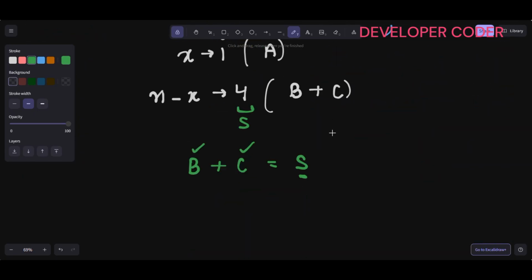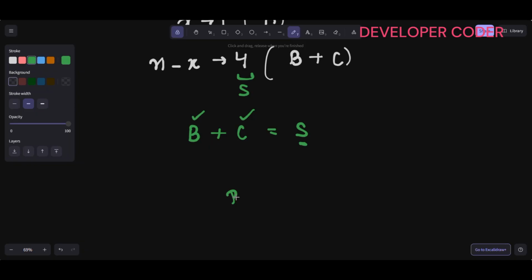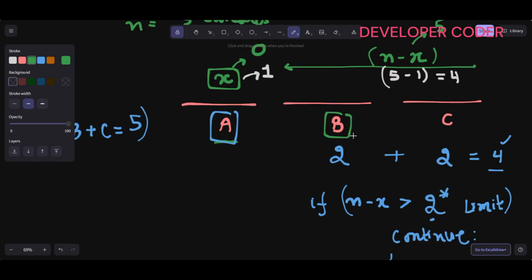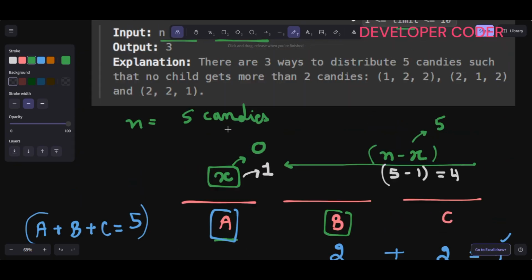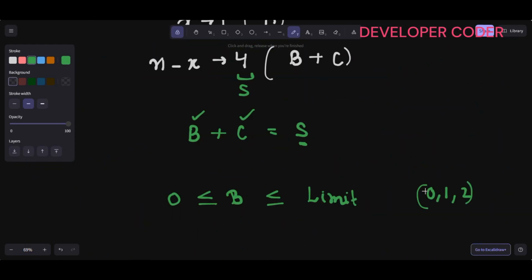So this value, for the second child, should be in this range. It should be greater than or equal to 0 and less than or equal to the limit, because I can assign 0 candies, 1 candy, or 2 candies. These are the three possibilities, 0, 1 and 2 in this case, because my limit is 2. I can give 0, 1, 2 for B. This is my possibility.